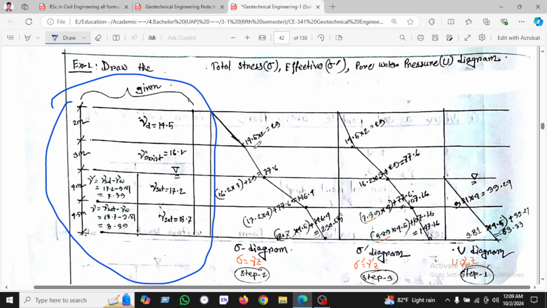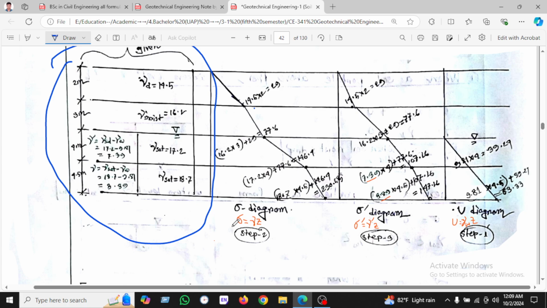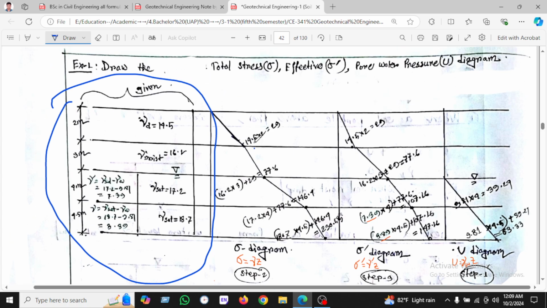So how will we calculate? The first diagram is the sigma diagram. Sigma equals gamma into z. Here gamma is given as 14 into z equal to 2 meters, and we found 29. Then for the second layer, gamma is 16.2 and z equals 3. Then we add the upper portion found in the first layer, adding this value and we found 77.6.